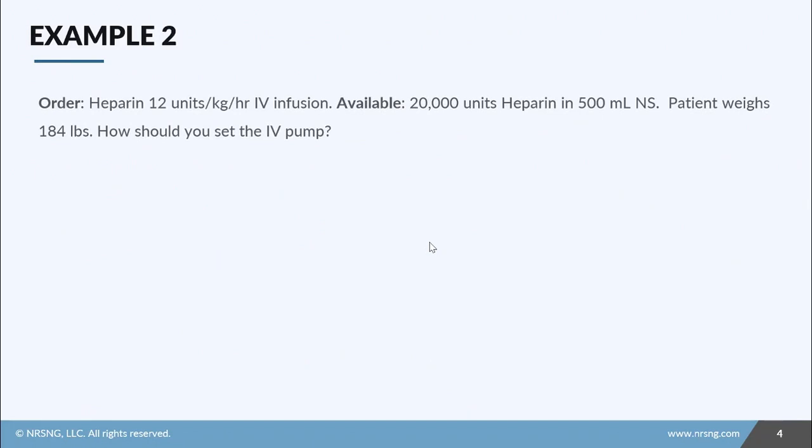Heparin, 12 units per kilo per hour IV infusion. What we have available, 20,000 units of heparin in 500 milliliters of normal saline. The patient weighs 184 pounds. How should you set the IV pump? Again, milliliters per hour. Always know what you're looking for. So with dimensional analysis, we start with what we're looking for, milliliters per hour.